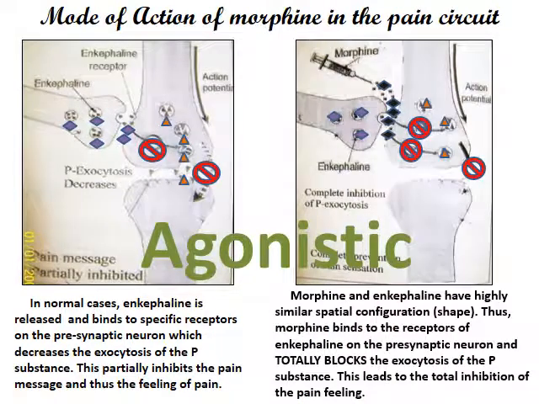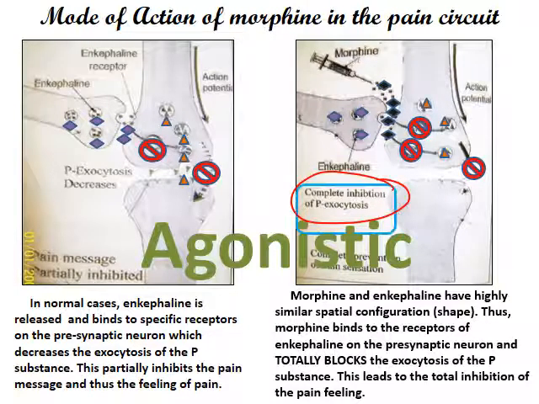While morphine and enkephalin have highly similar spatial configuration, meaning that they have highly similar shape, morphine binds to the receptors of the enkephalin on the presynaptic neuron and totally blocks the exocytosis of the P substance, so no more P substance. This is called complete inhibition of P exocytosis. This leads to the total inhibition of the pain sensation. These two are agonistic.